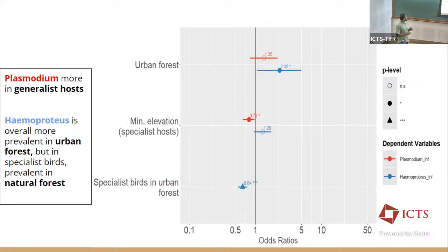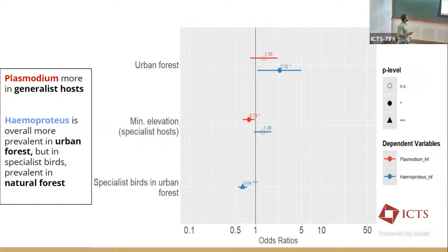So for Plasmodium, as the minimum elevation increases, as the host becomes more specialist, the prevalence of Plasmodium goes down. So more specialist birds, elevationally high-elevation birds, have less Plasmodium. The birds that are found across elevations have more Plasmodium. For Hemoproteus, that was not the case. The standard errors were too high to draw any conclusion. It was not showing any relation.